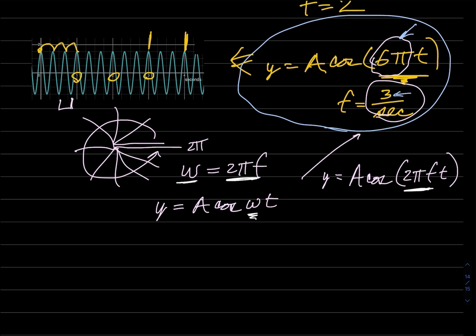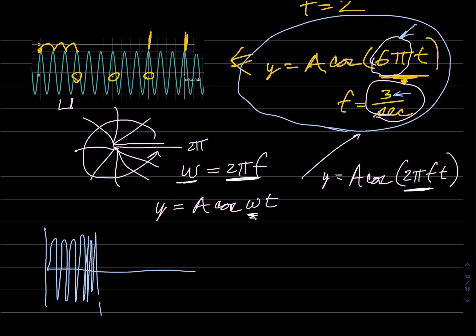Now, if we want a frequency that's higher, let's say we want our cosine to go up and down 11 times each second. That's a frequency of 11. And we can just write down our equation. Y equals a times the cosine of 2 pi times the frequency of 11 times t.